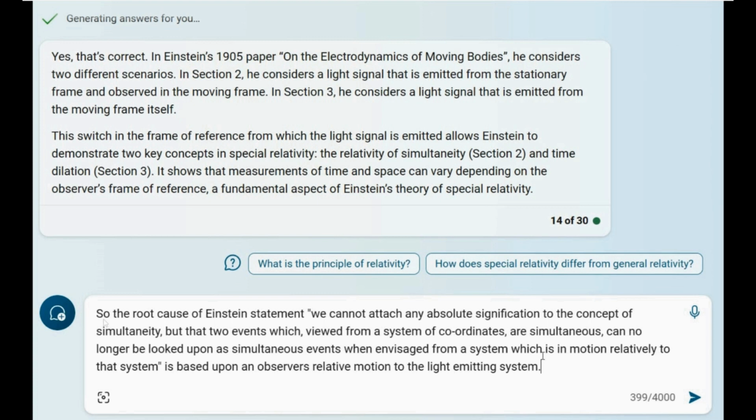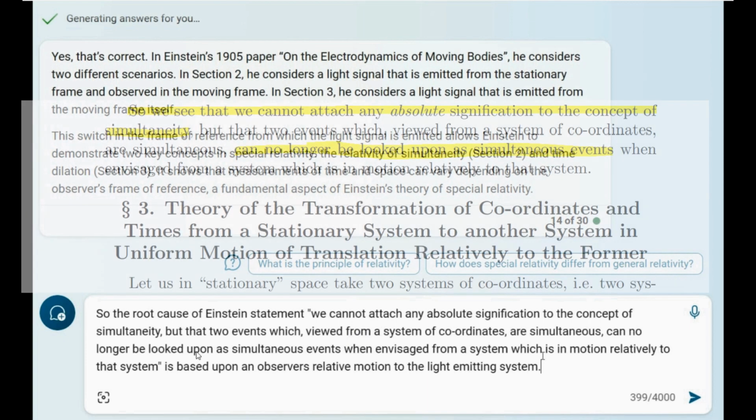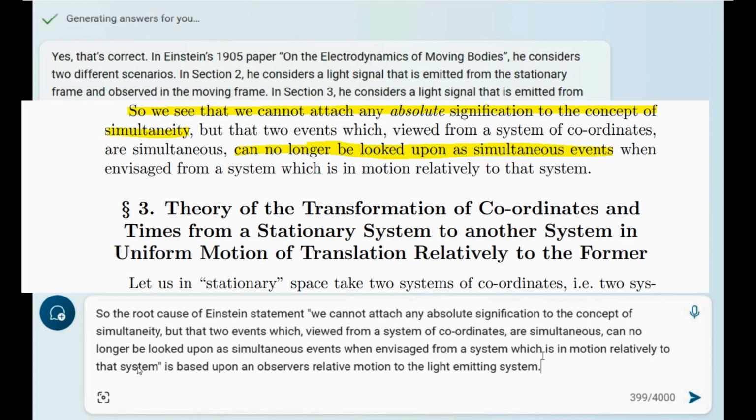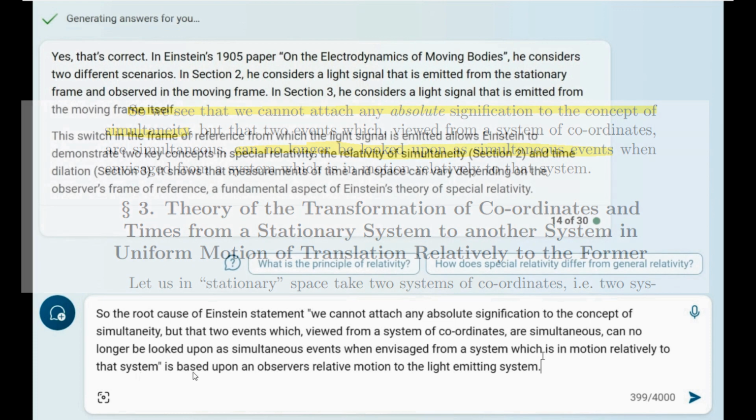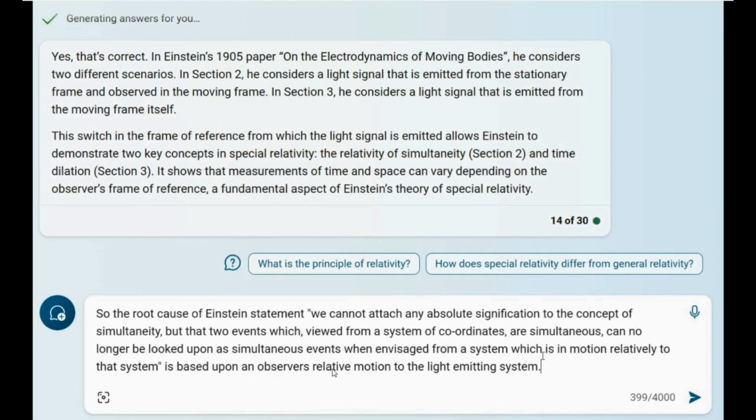Why does it matter? So the root cause of Einstein's statement, and this statement here is the conclusion that Einstein comes to at the end of section 2, is based upon an observer's relative motion to the light emitting system. Now this is very important.